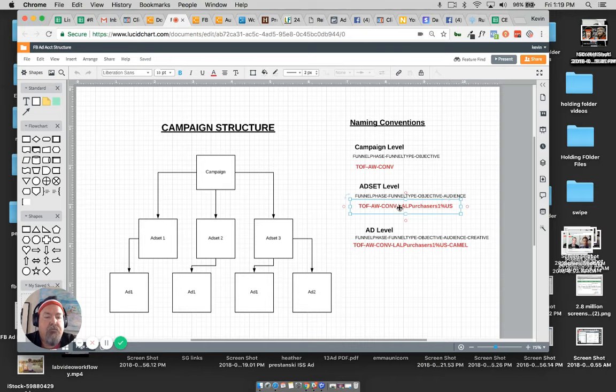Okay. And like this, let me explain what this is: LAL, lookalike purchasers. These are people that purchased the program in the past. So we've created what's called a lookalike audience of the purchasers, and I'll explain that in another video on audiences. But 1% is a type of lookalike, and US is the geography of where this lookalike is. And the reason this is important is we could have a lookalike 2%. We could also have a lookalike in Australia, et cetera, et cetera. So top of funnel, auto webinar, conversion, lookalike purchasers 1% US. So that is the ad set level.